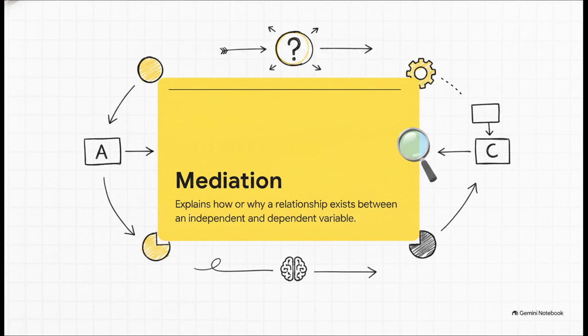Now, when you're writing this up in APA 7, you don't just state that a mediator exists. You have to actually report the specific indirect effect. This is often referred to as the A-B pathway, and you absolutely need to include its bootstrapped confidence intervals to actually prove that the mechanism is statistically significant.